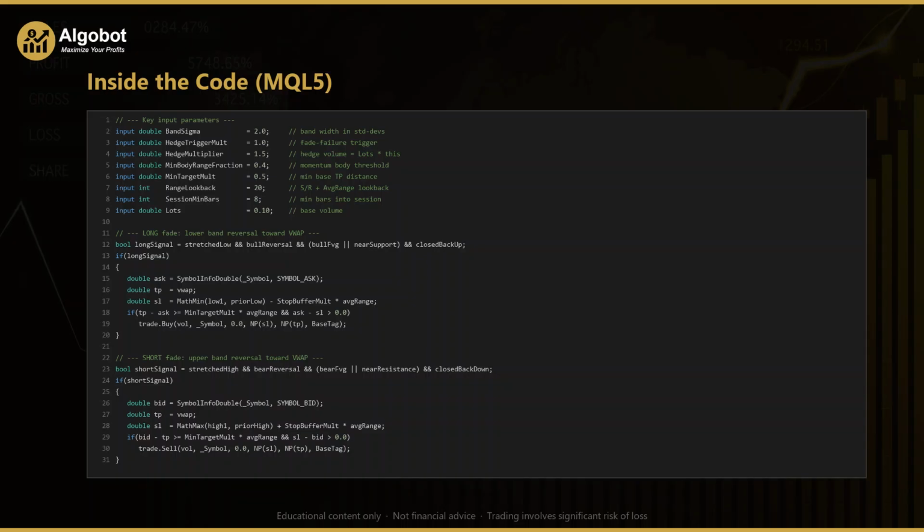When that's all true, the code reads the ask price, sets the take profit equal to VWAP, and sets the stop loss below the lower of the recent low and the prior swing low, minus a buffer. Only if VWAP is far enough away and the stop sits below entry does trade.buy place the order. The short block is the exact mirror.